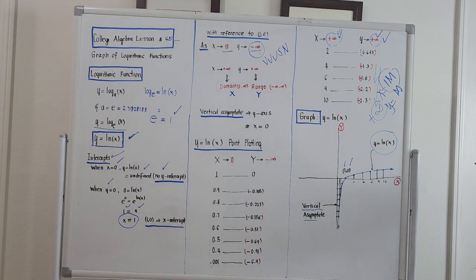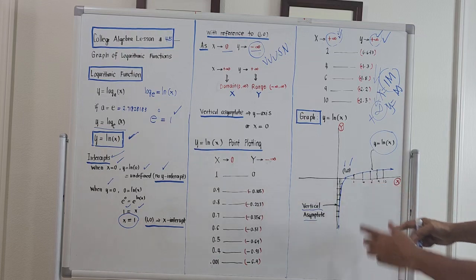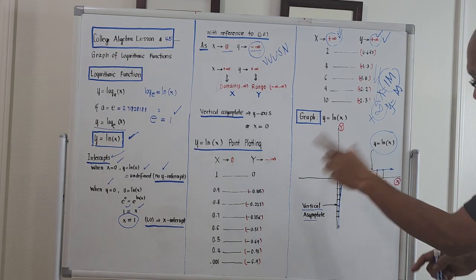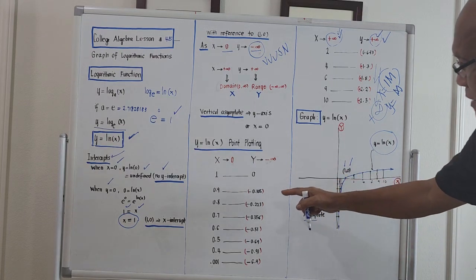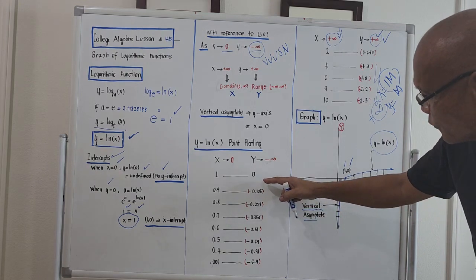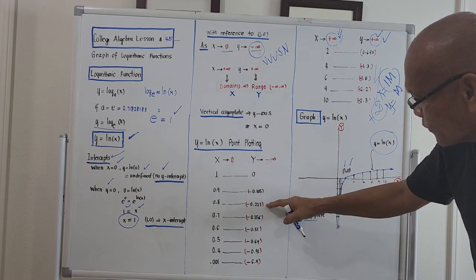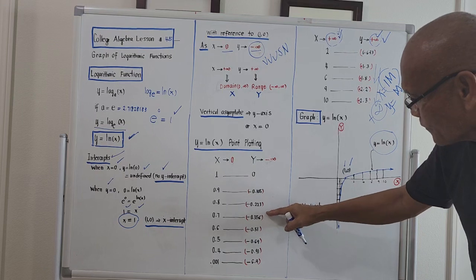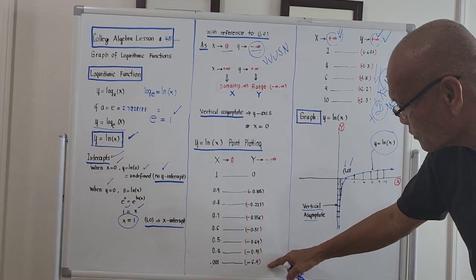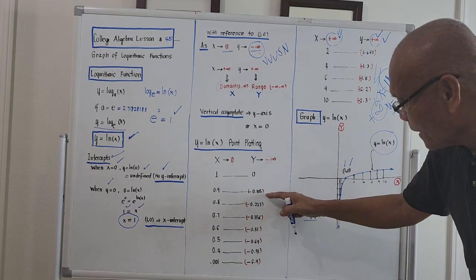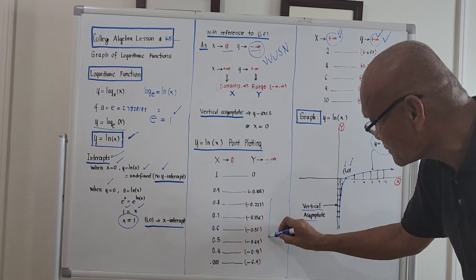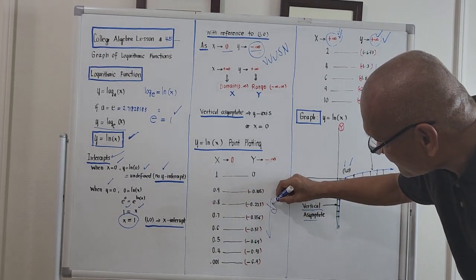It will increase, okay? For the one that is to the left of 1 and 0, whether we like it or not, the values are getting smaller. Negative 0.105, negative 0.223, negative 0.356, negative 0.51, negative 0.69, negative 0.91, negative 6.9. Okay? The value is increasing, but the sign is negative. That's why it is decreasing.